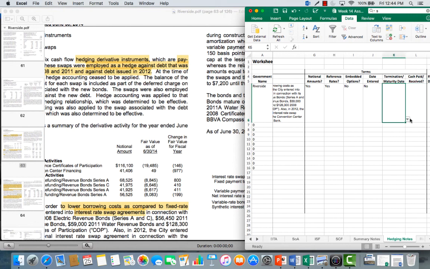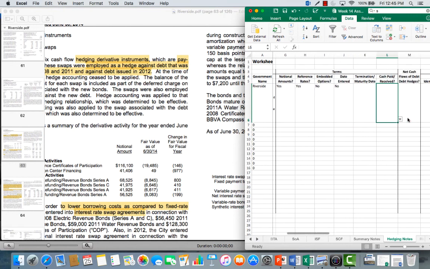For some reason I'm having trouble highlighting that, but I do it here. For some reason, every time I try to click on that, it's not working. Well, I'll have it fixed by the time you see this. I should be clicking yes here.